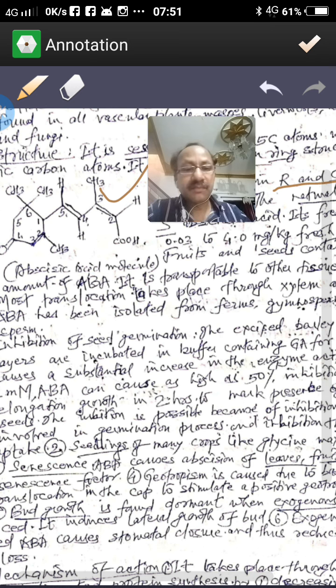It is transportable to other tissues and leaves. It transports from cell to cell, and most translocation takes place through xylem and phloem. Abscisic acid has been isolated from pteridophytes, gymnosperms and angiosperms.